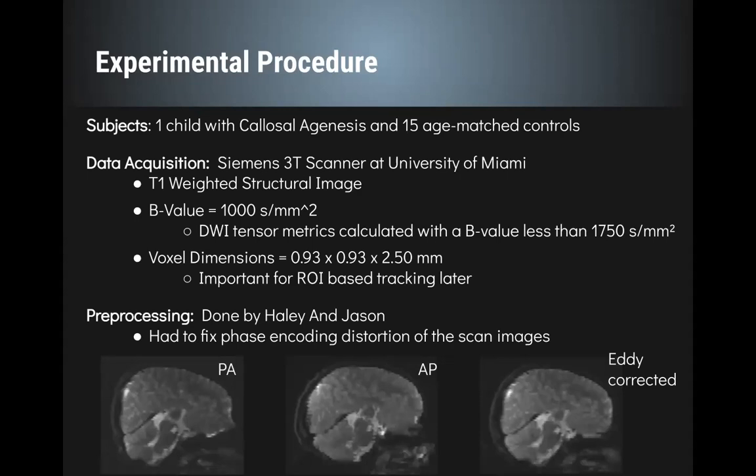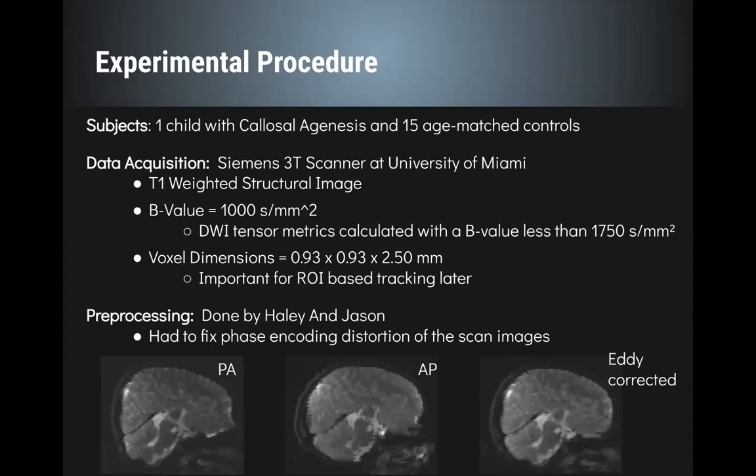So how do we do this? We had one child with callosal agenesis and 15 age-matched controls. I wasn't here for this, but this is the data acquisition, which was done with the Siemens scanner in Miami. We got the T1 structural image, which is useful for placing our ROIs, which I'll talk about later.